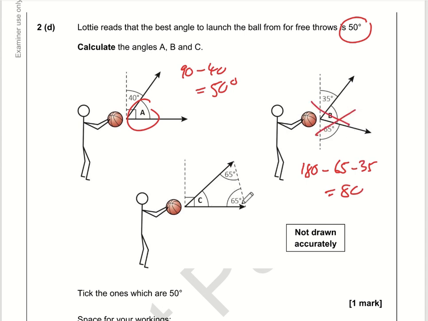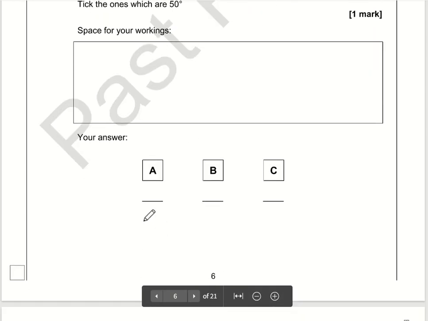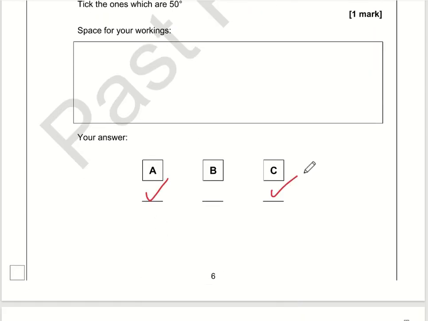And for C, here we've got a triangle. Angles in a triangle add up to 180. So far we've got 65 plus 65, which is 130. And 180 take away 130 is 50. So C is 50. So the answer here is A and C. So tick for A and a tick for C there.